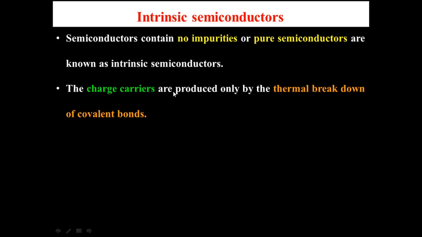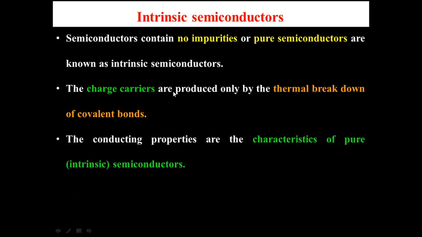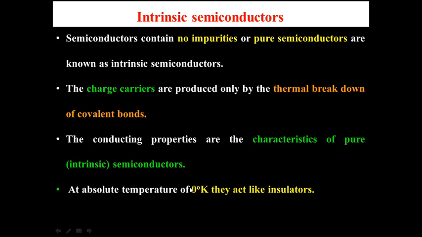These are the important points regarding intrinsic semiconductors, and the conducting properties are the characteristics of the pure or intrinsic type of semiconductors. At absolute zero temperature, that is 0 degree Kelvin, the intrinsic semiconductors act like insulators. And the famous examples of the intrinsic semiconductors are silicon and germanium, etc.